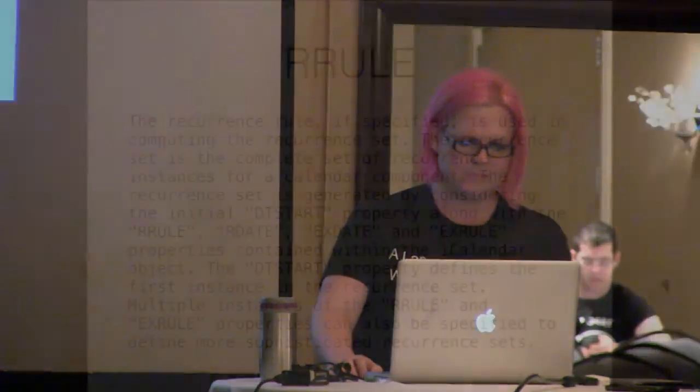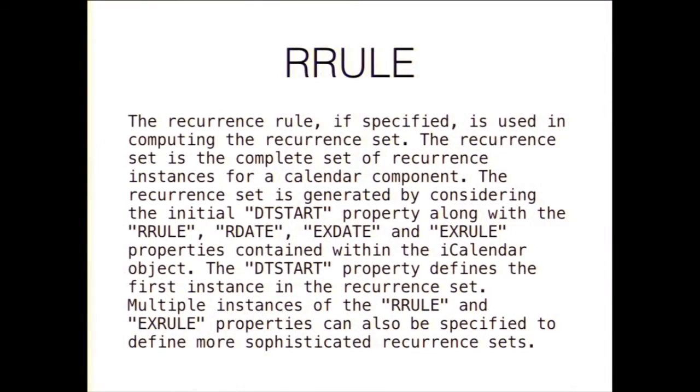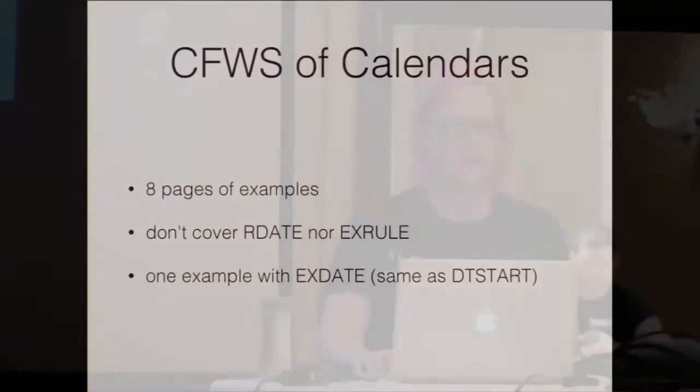So here's the RRULE from the RFC. It's a whole bunch of text. I probably don't have time to read it. But you've got the DTSTART, the RRULE, the RDATE, the EXDATE, and the EXRULE. You need to combine all of those to figure out what the recurrence set is. All of them can repeat multiple times except for DTSTART. That's more of the description of RRULE, in addition to the technical breakdown. It's kind of the comment folding whitespace of calendars.